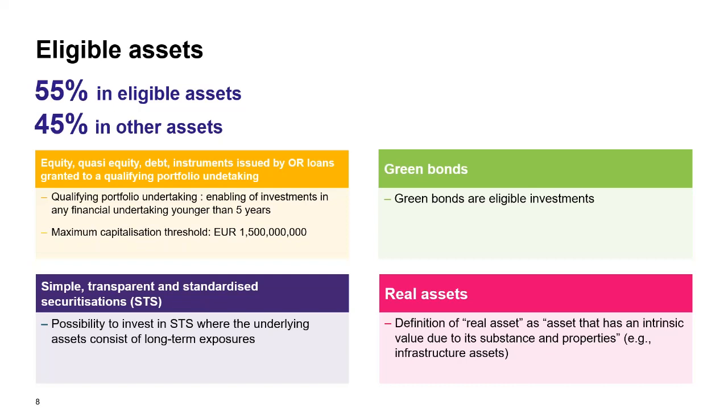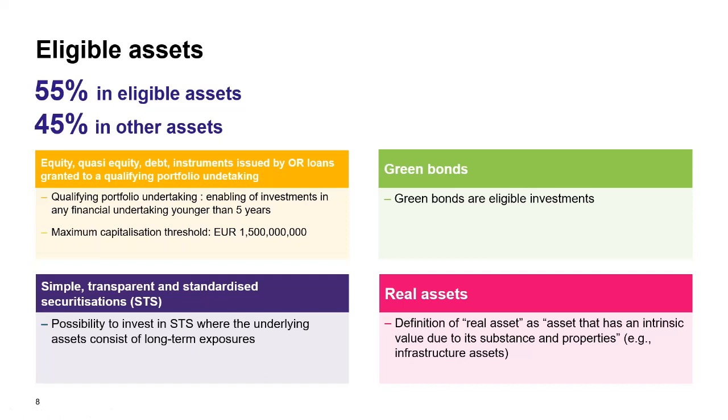This means that investment strategies such as private equity or infrastructure should be, for instance, suitable as a long-term element, which is inherent to such strategies. The ELTIF must invest at least 55% of its assets into eligible assets. Eligible assets comprise equity and debt of private and listed businesses, green bonds, real assets such as infrastructure assets, simple securitizations, as well as indirect investments via funds.